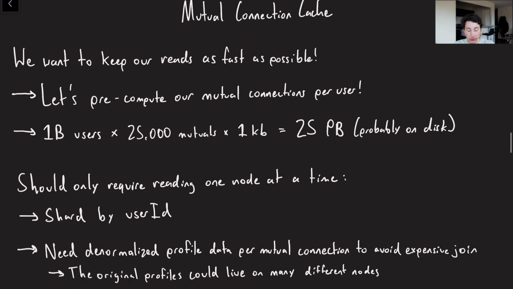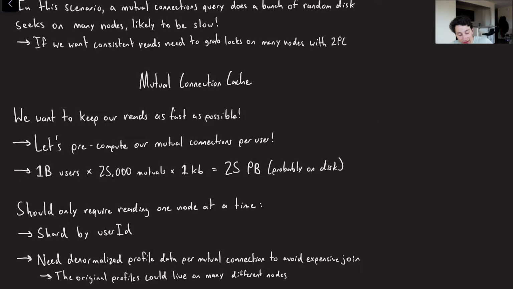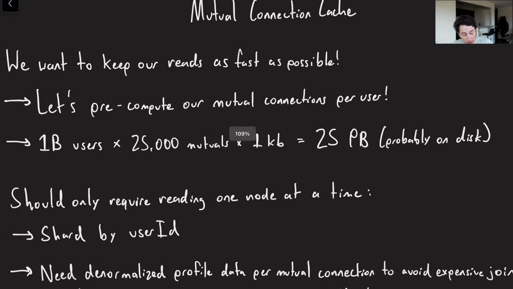Cool, so what can we do instead? Because the graph database likely is not going to be too feasible for us here. Well, what we could do is actually just cache every single result for all of our users.